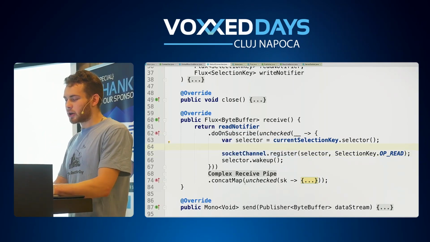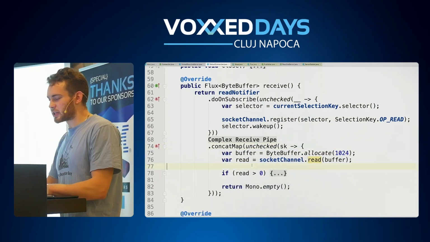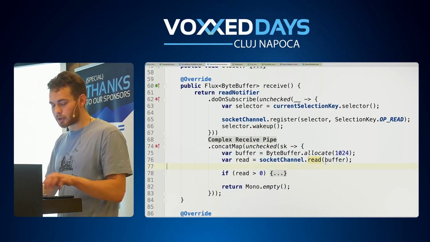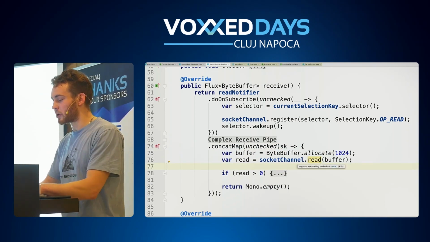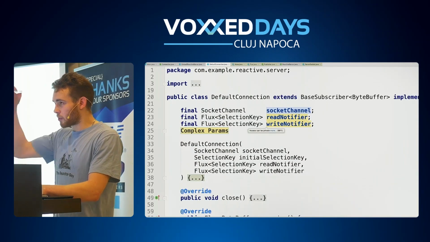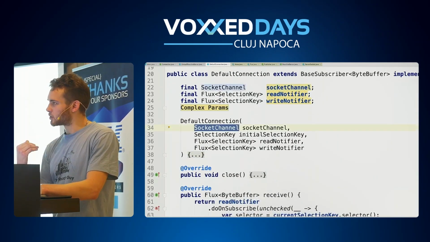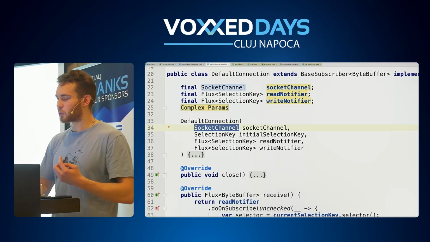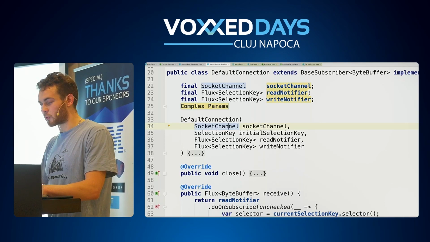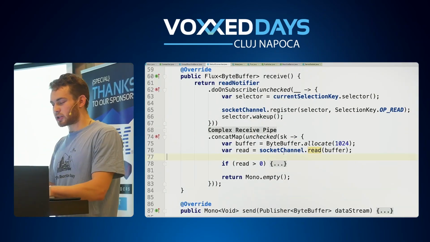The next part is, of course, data reading. We have an essential part that you previously saw on the slides, which is related to reading data from the channel. So we have the socket channel, which we got from this reactive server. We expect to get it, because the reactive server has already read it from the selection key. So why do we need to read it twice? We just need to use it.